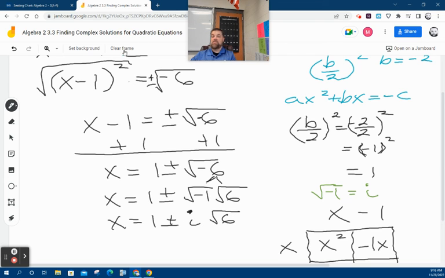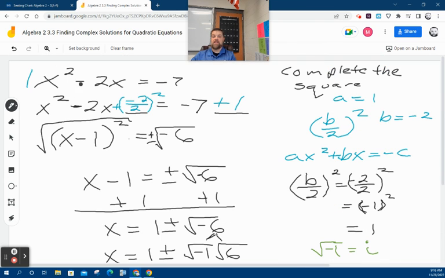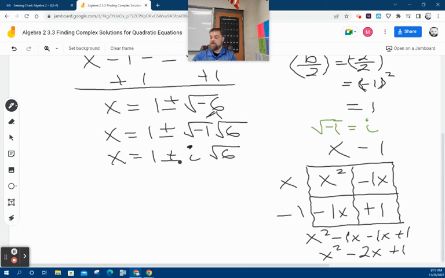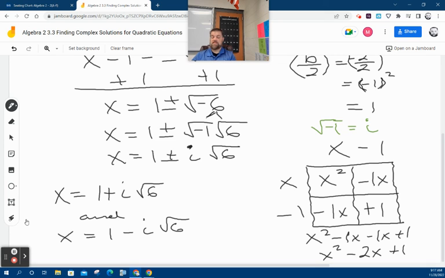Okay? And by the way, remember, this is a quadratic, so you expect to have up to 2 solutions. So this is 2 solutions. Remember that this is x is equal to 1 plus i times the square root of 6, and x is equal to 1 minus i times the square root of 6. So those are your 2 solutions. Any questions?